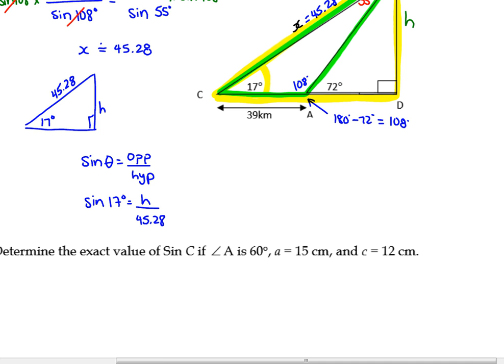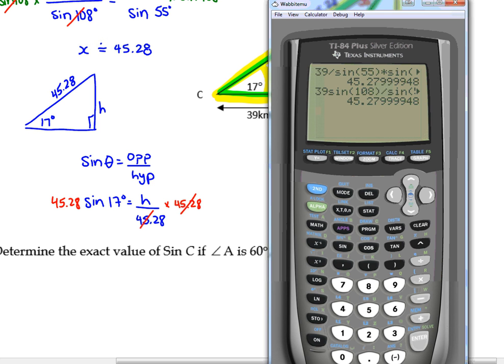What do we have to do? Get h by itself by multiplying. Now, when you type this in your calculator, be very careful, because we want to use the exact value. So you either just push the times symbol and automatically it goes answer multiplied by, or it goes second negative for answer times. We want to use that exact value, that full amount, times sine 17. That just gives us an accurate answer.